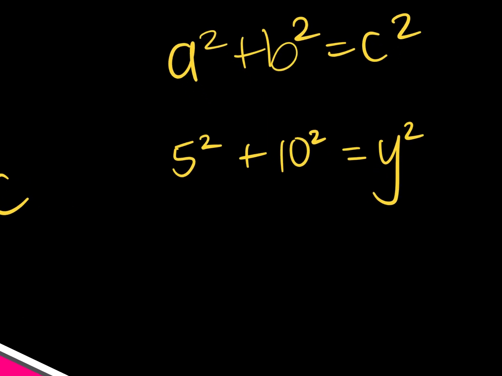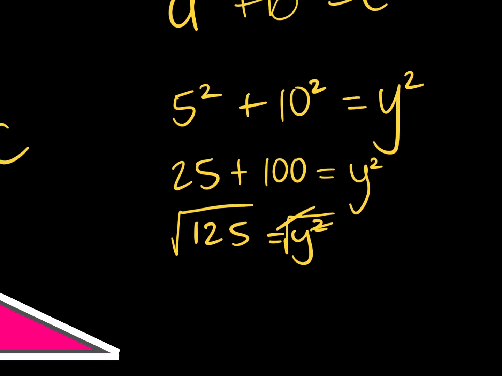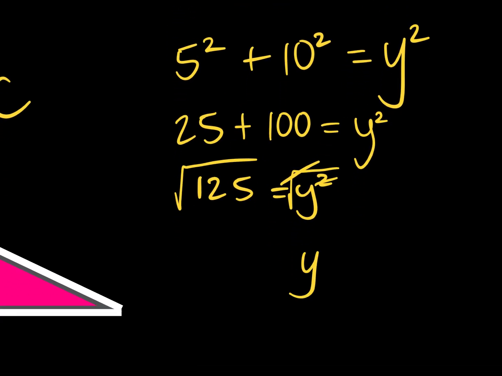What's 5 squared? 25. What's 10 squared? 100. And we leave it as y squared. You guys with me? Okay, what do I do next? Add up 25 and 100. Okay, what's 25 and 100? 125 equals y squared. Who remembers what to do next? Yes, very good. Take the square root of both sides. Because the square root will cancel with the squared. You guys agreed? So I get y equals the square root of 125.